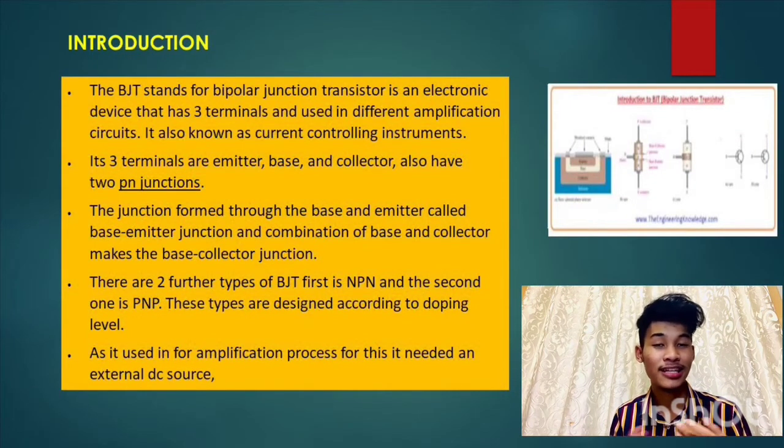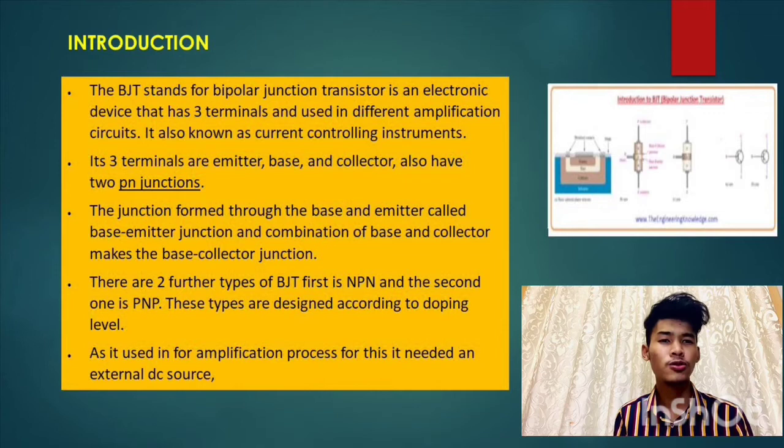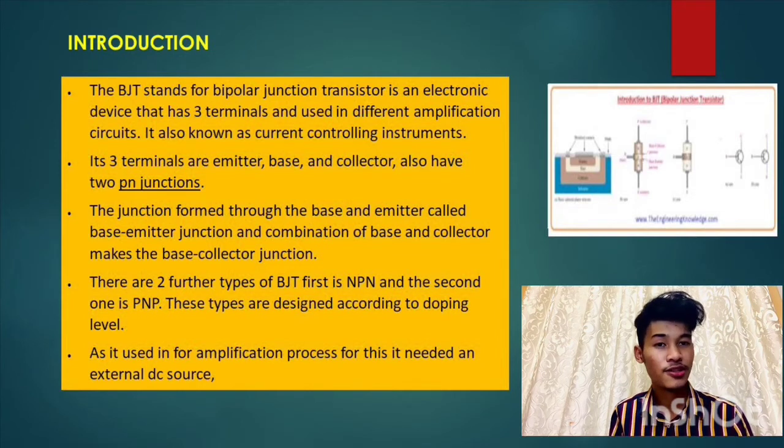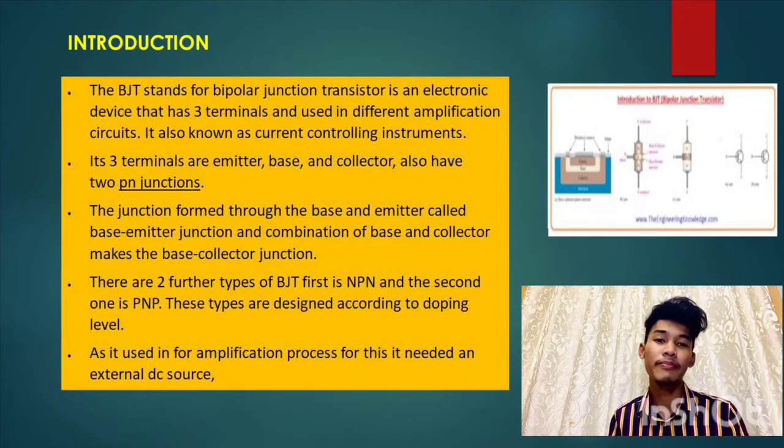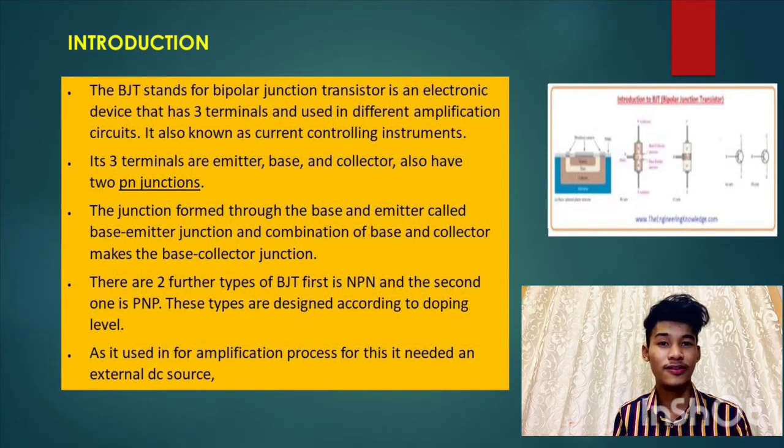So I will tell about the introduction first. The BJT, which stands for bipolar junction transistor, is an electronic device that has 3 terminals and is used in different amplification circuits. It is also known as a current controlling instrument. Its 3 terminals are emitter, base and collector. It also has 2 PN junctions. The junction formed through the base and emitter is called the base emitter junction, and the combination of base and collector makes the base collector junction.